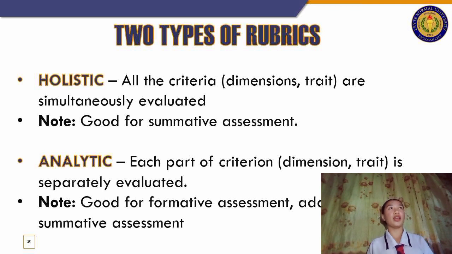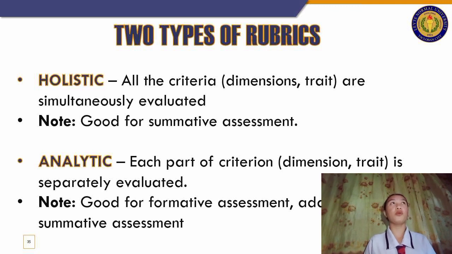For example, if you are using an analytic rubric to assess a student's presentation skills, you might evaluate different aspects such as content, the delivery, and visual aids separately.